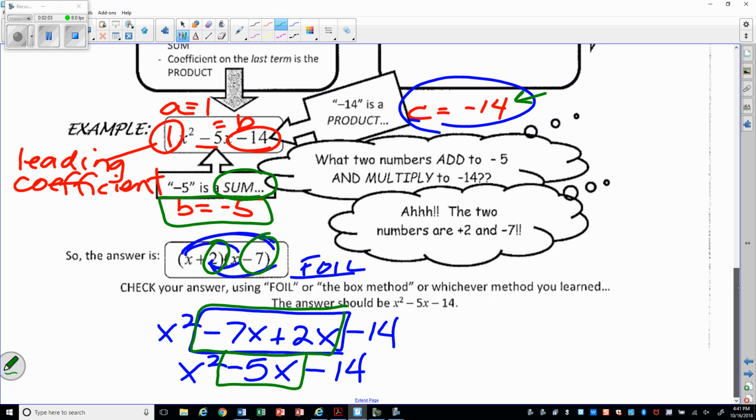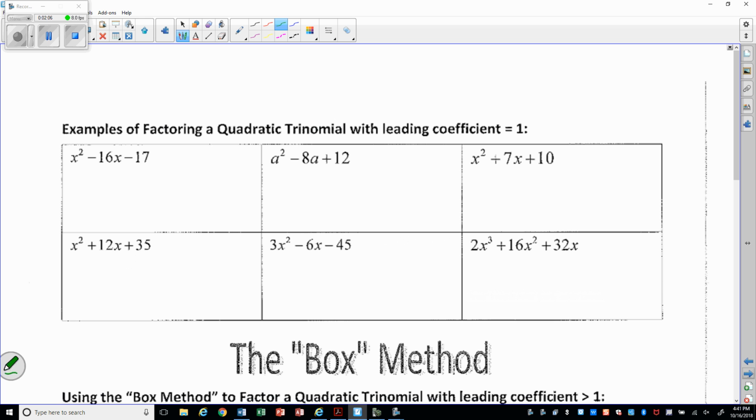All right, so let's go to the next thing. I've got examples, I'm going to factor these. So this is a product, okay? I want to unfoil it. I want to see what the two factors are that would equal that. My leading coefficient is 1. A is equal to 1. B is equal to negative 16. And C is equal to negative 17.